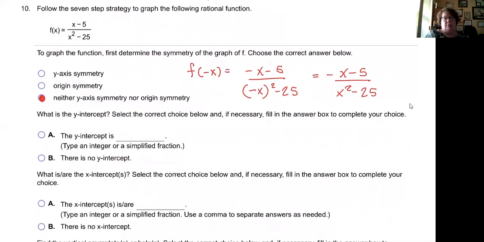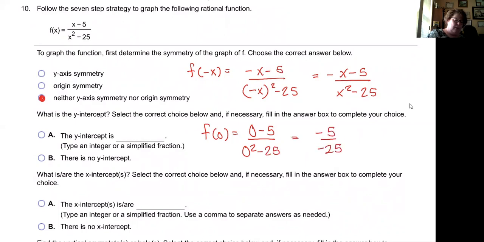All right, the next thing we need to do is to find the y-intercept. And to find the y-intercept, we evaluate the function at 0. And MyMathLab will count this incorrect if you don't simplify it. So if you don't remember how to simplify fractions, there's a common factor of 5 here. And negative divided by negative is positive. So this is 1/5. Take your calculator and do 5 divided by 25, and then change that to a fraction. Let your calculator do it if you can't remember how to do it. So the y-intercept is 1/5.